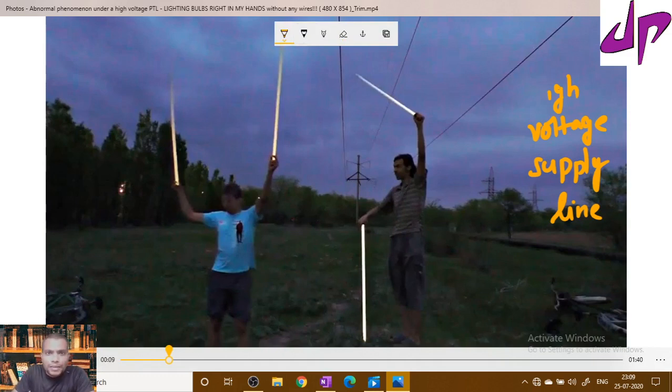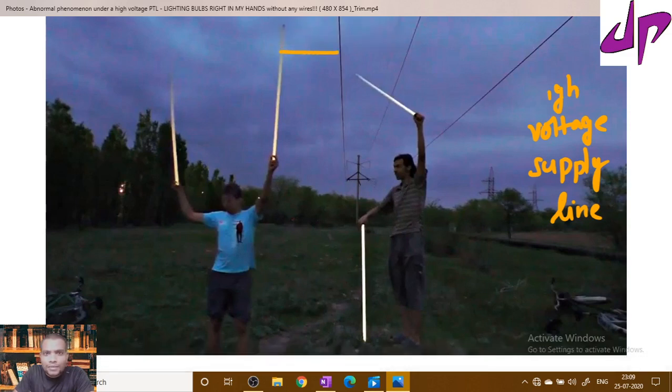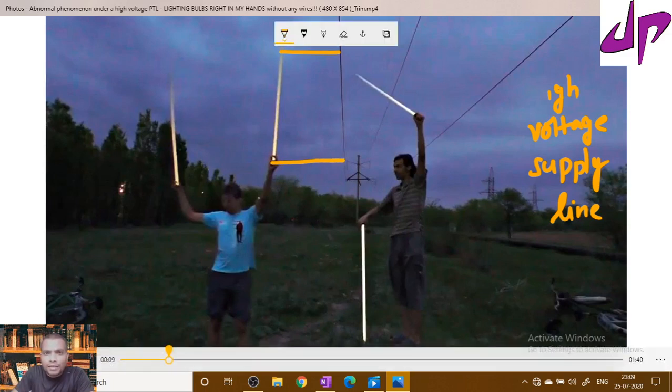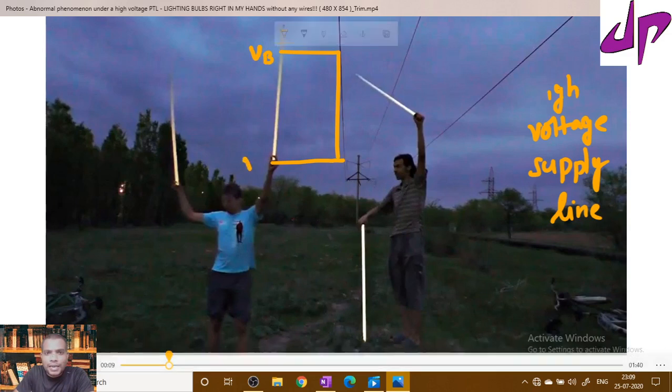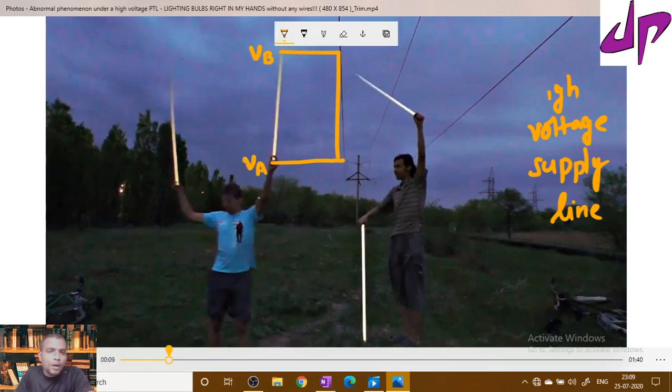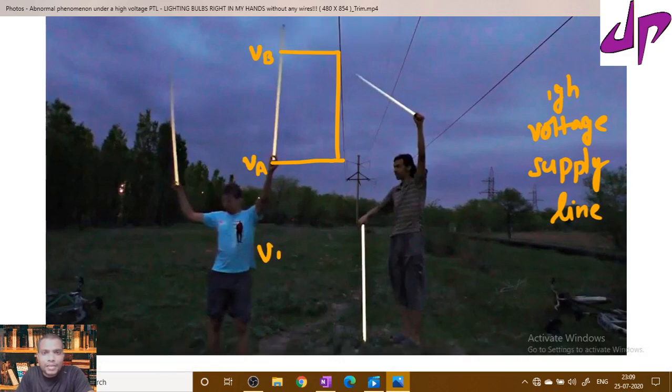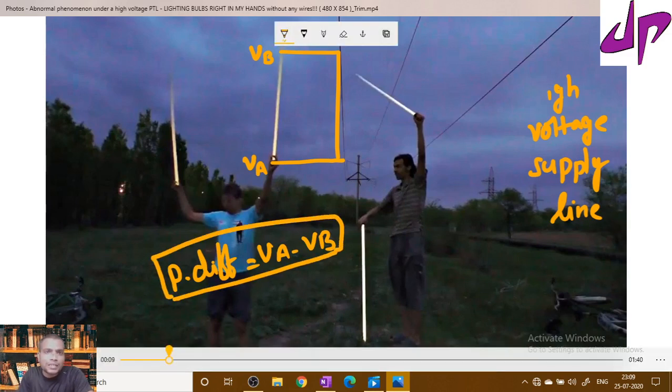Now suppose this end of the tube is at a height from the line, and this end of the tube is at a height from the vertical. If I consider a point, it has potential V suffix B, and the other has V suffix A. Between these 2 points there is a voltage difference, which I can write as VA minus VB. That gives me the potential difference, and it is sufficient to glow this electric bulb.